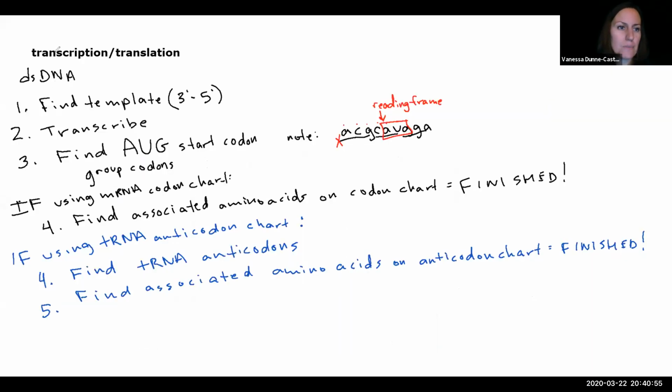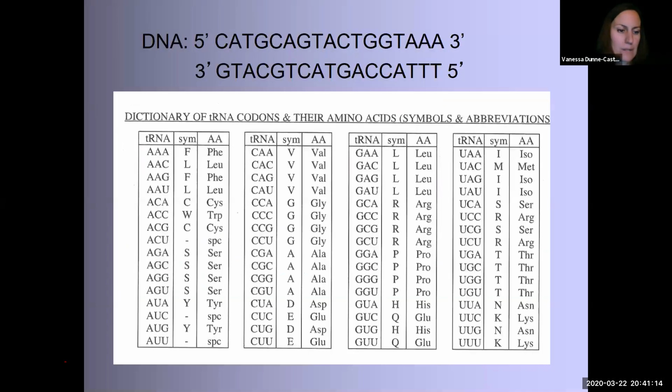So here again, we're doing transcription and translation using a double-stranded DNA molecule, but this time we're going to jump down to the blue when we get down to the bottom part. But we're going to start with steps 1, 2, and 3 exactly the same. Find the template, transcribe that template, and then find that first AUG, and then group the codons accordingly. So here we go. The template, this is exactly the same sequence. I did this on purpose because I want you guys to see that you should have the exact same amino acid product at the end. So let's start here. This is our template.